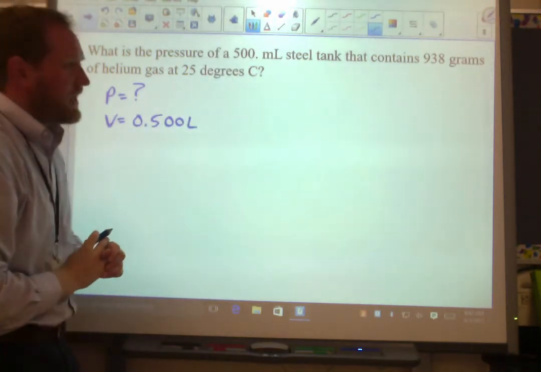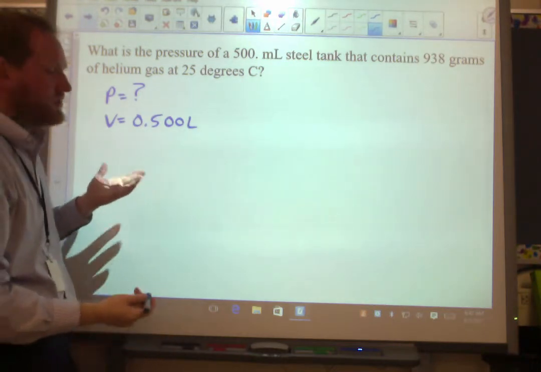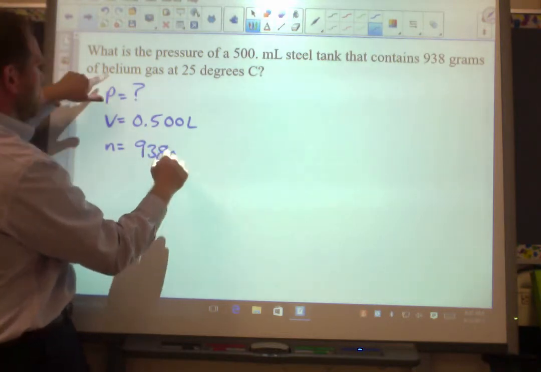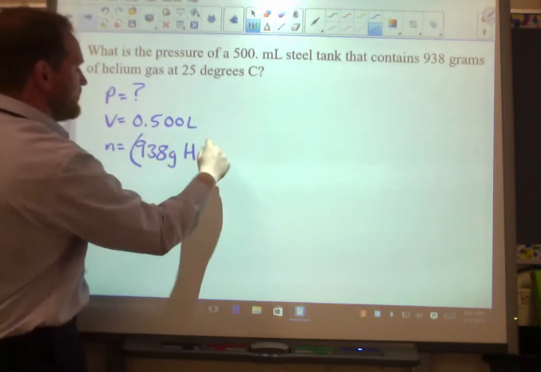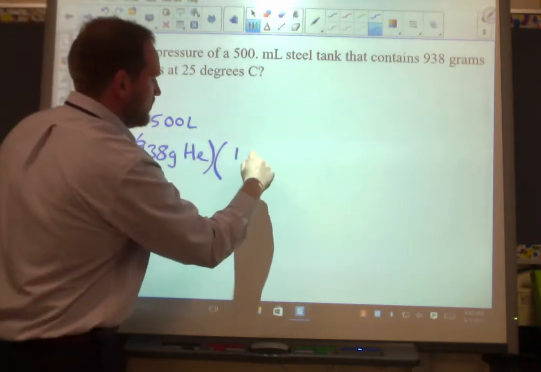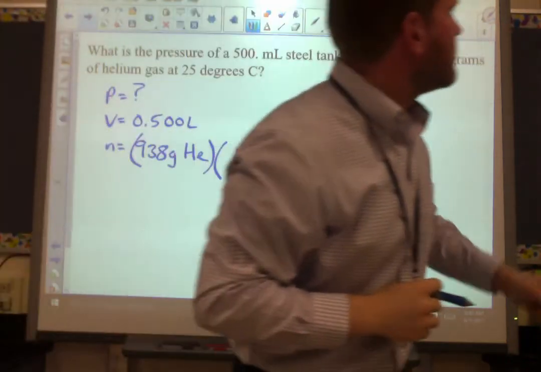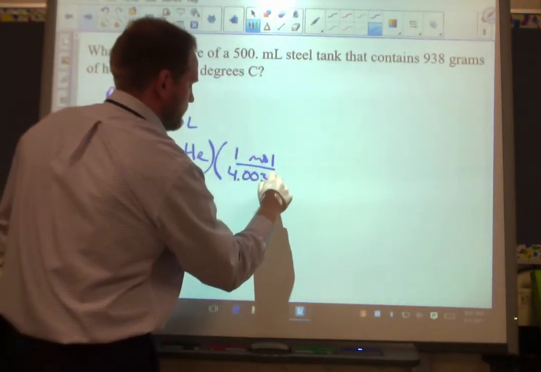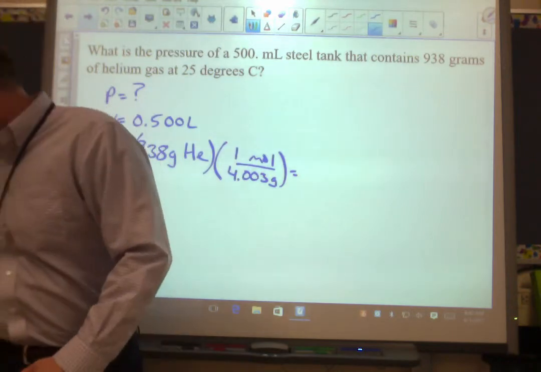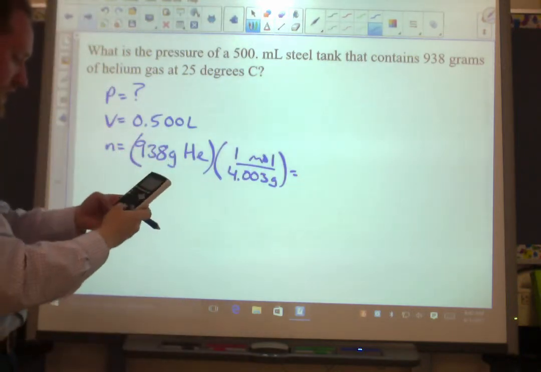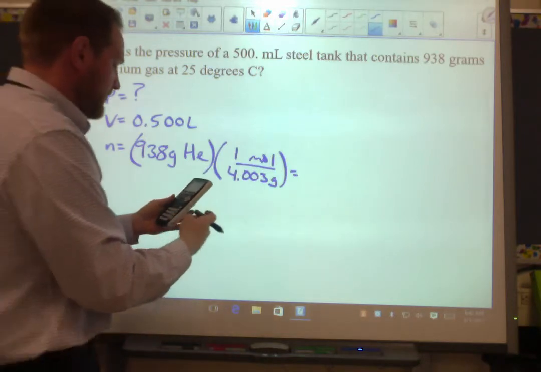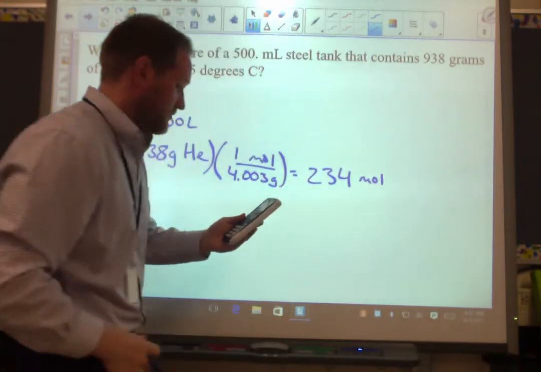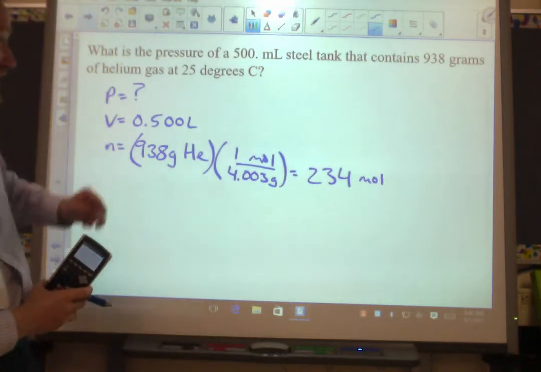938 grams. We're going to turn that into moles, because you can't plug grams into any of these formulas. You always need moles. So that's going to be n. So 938 grams of helium, times 1 mole over, for helium, 4.003. And let's see what we get. 938 divided by 4.003. Oh boy, 234 moles. Probably should have run this one to see if it makes sense. Well, there's going to be a lot of pressure in here.